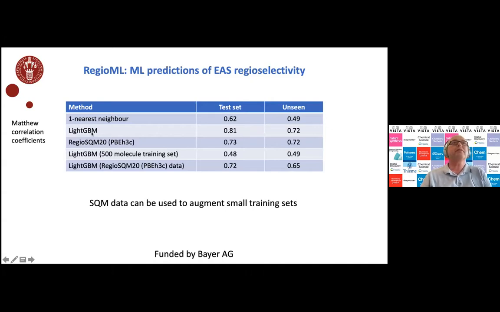And so here's our best version. This is the LightGBM, extensively tested and with optimized hyperparameters. And we get a correlation coefficient of about 0.81 on the test set. And so that's fairly good. As you'll see, that corresponds to an accuracy in the 90s.